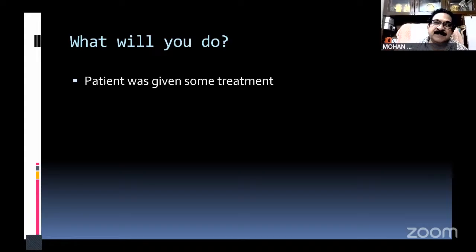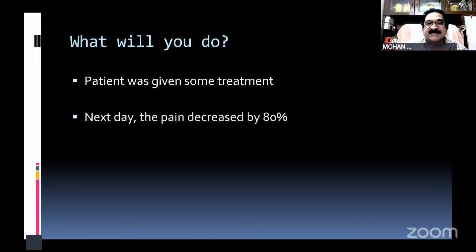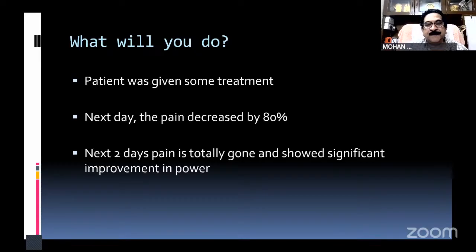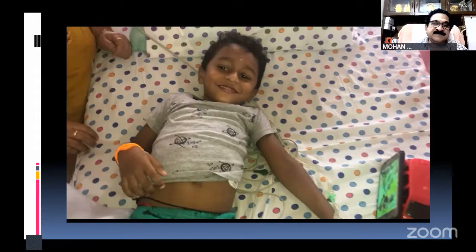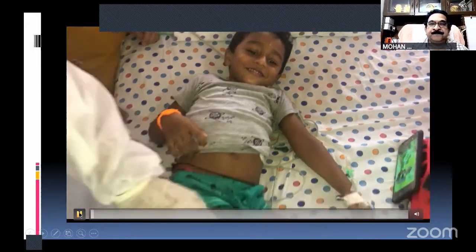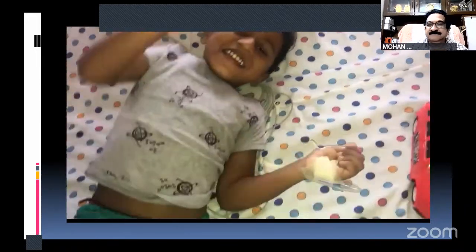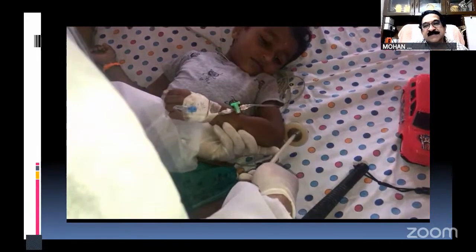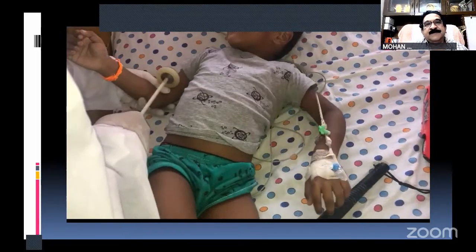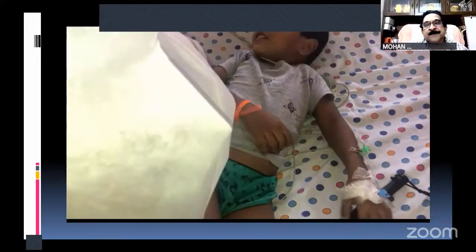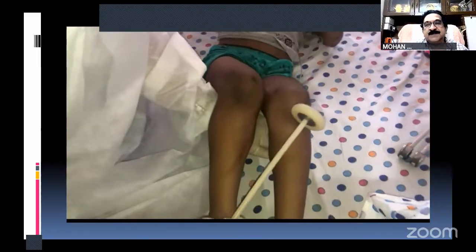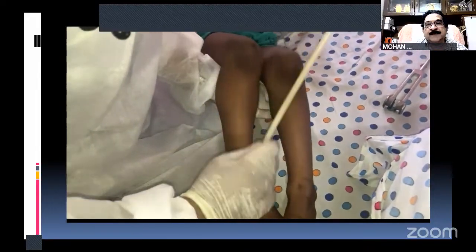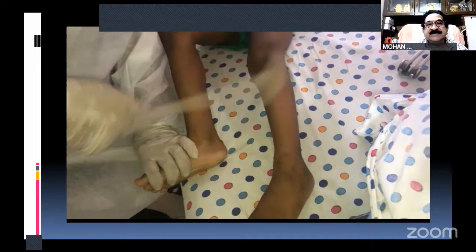Okay, let's see. Next day, some treatment was given. Next day, the pain decreased by about 80%. In the next 2 days, pain totally gone and showed significant improvement in the power. This is after that treatment. Now the reflexes started appearing. Still otherwise comfortable. She stopped crying. Lower limb reflex, ankle appeared, but knee did not appear.